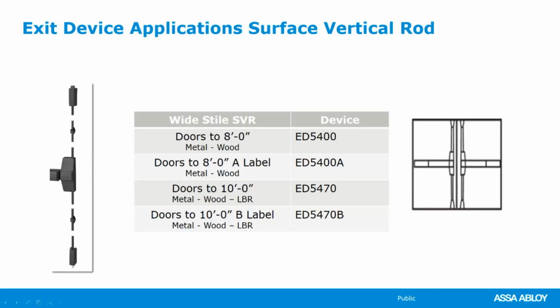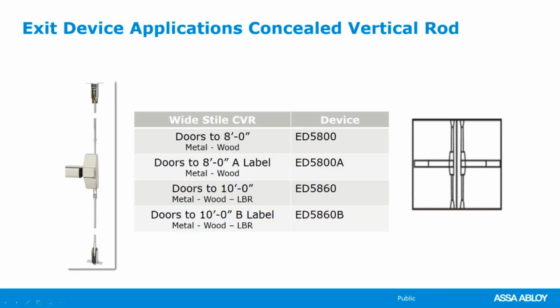But the customer's always right. We give the customer what they ask for. We have solutions. We also can do a concealed vertical rod. That's our ED 5800 or 5800A for A label up to 8 foot for metal and wood. We get to our ED 5860. That is for 10-foot openings, metal, wood, or less bottom rod applications. We can also do the concealed vertical rod less bottom. We can also B-label that based on the manufacturer's approvals, up to 10-foot metal, wood, or less bottom rod.